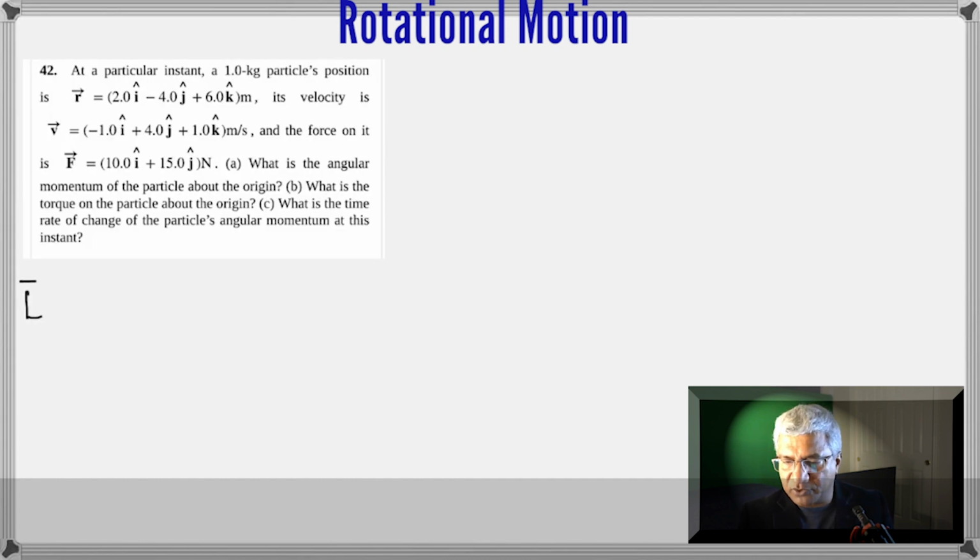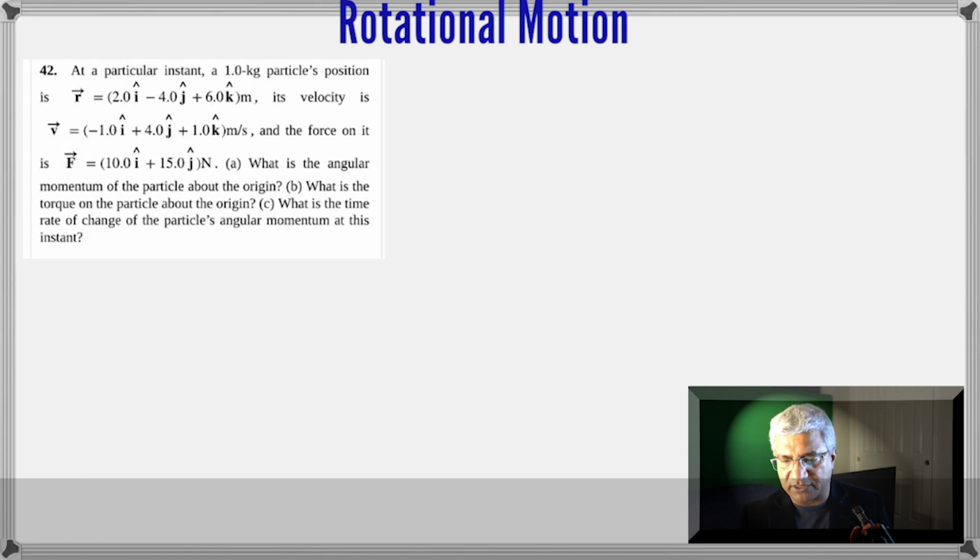So here you'll have to use the cross product. At a particular instant, a 1 kilogram particle's position, so that's r, is 2i minus 4j plus 6k. So you have the position vector. Its velocity is negative 1i plus 4j plus 1k meter per second. And you also have the force. The force is 10i plus 15j newtons.